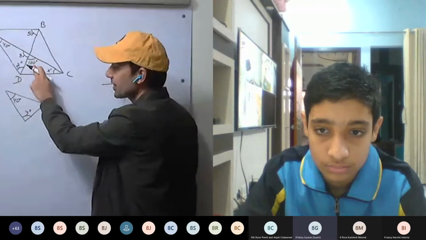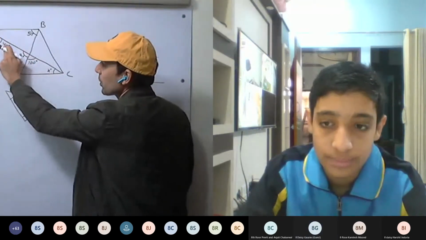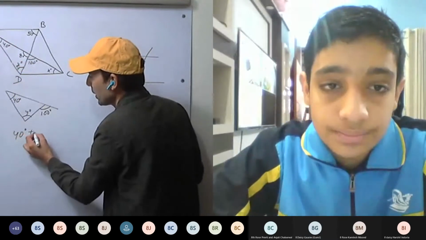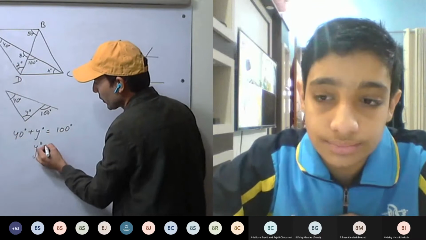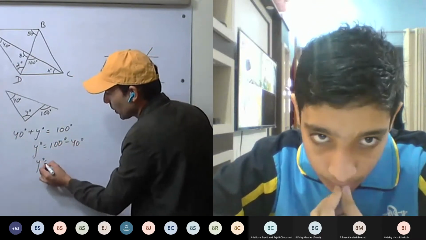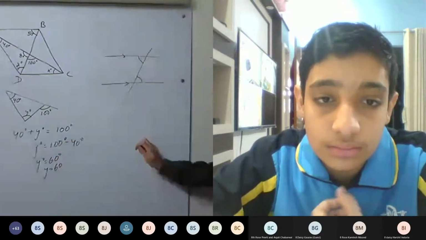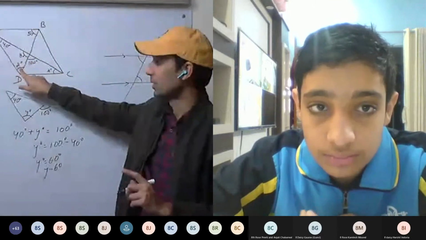100 degrees is the exterior angle of this triangle. So sum of interior opposite angles: 40 degrees plus Y degrees equals 100 degrees. So Y degrees equals 100 degrees minus 40 degrees. Y degrees is how much? 60 degrees. Y equals 60. Okay, both methods are clear. Both ways we can do.